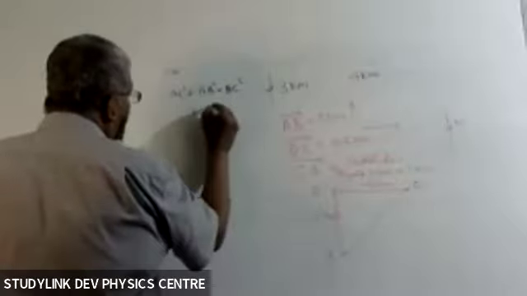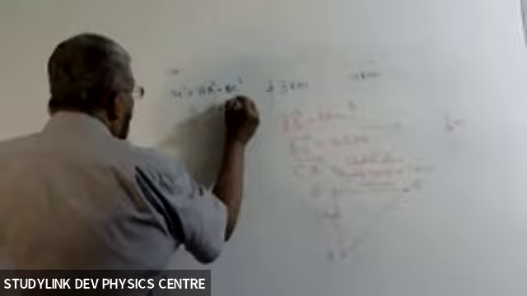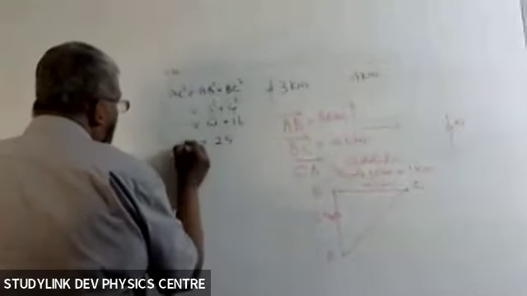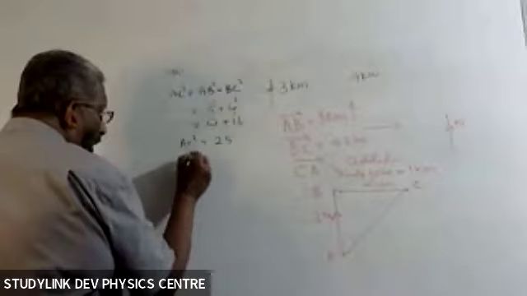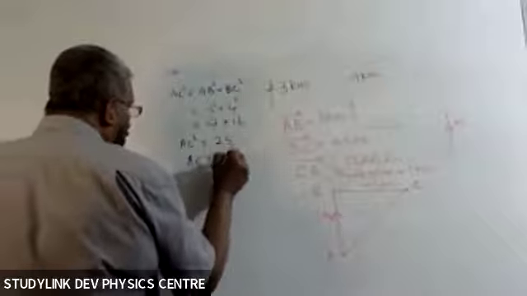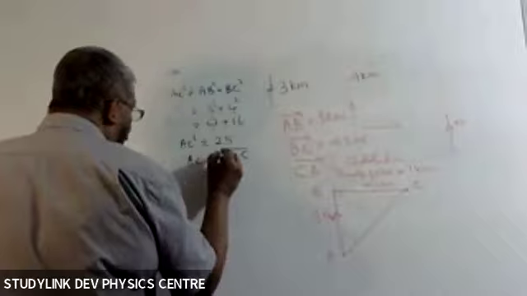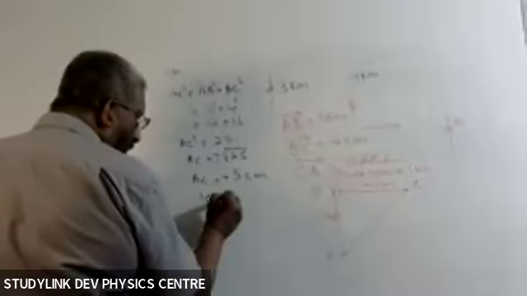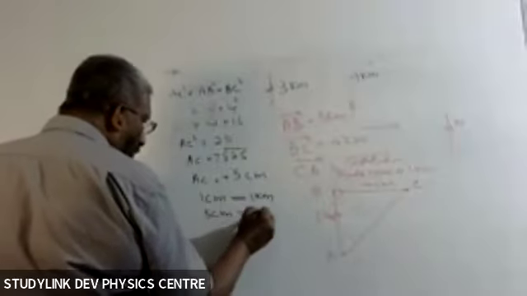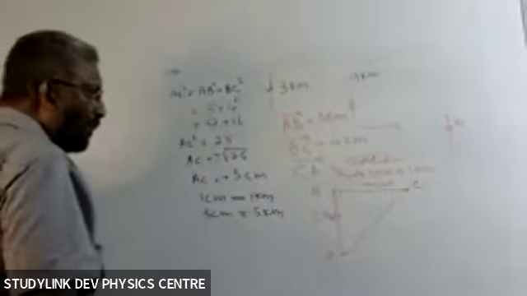AB is 3, these are magnitudes. 3 squared plus 4 squared. 9 plus 16, that is 25. That is AC squared. Therefore, AC is equal to square root of 25. Normally plus or minus is there, but we consider only plus. Therefore, 1 cm is equal to 1 kilometer. Then 5 cm is equal to 5 kilometers. So, this is 5 kilometers then.